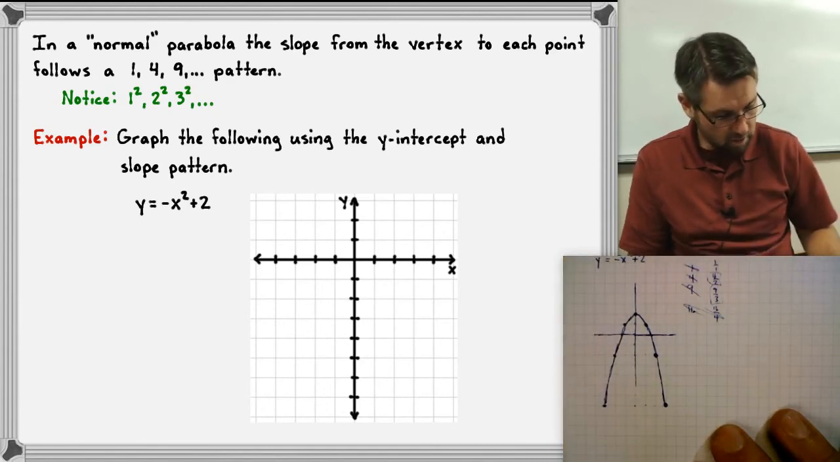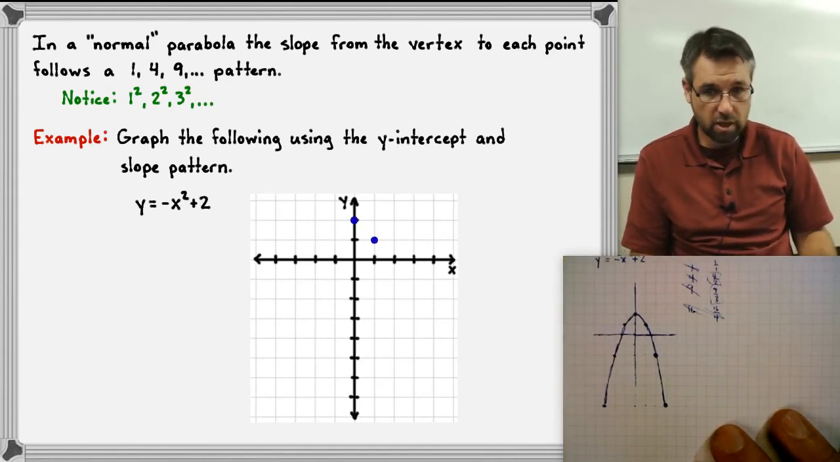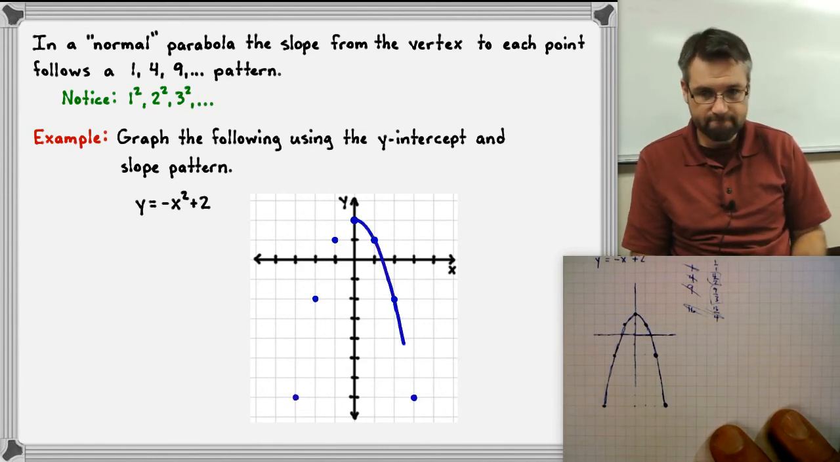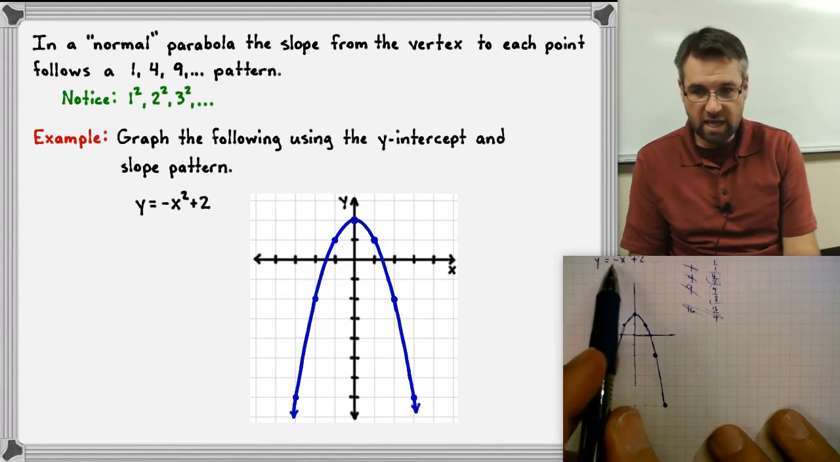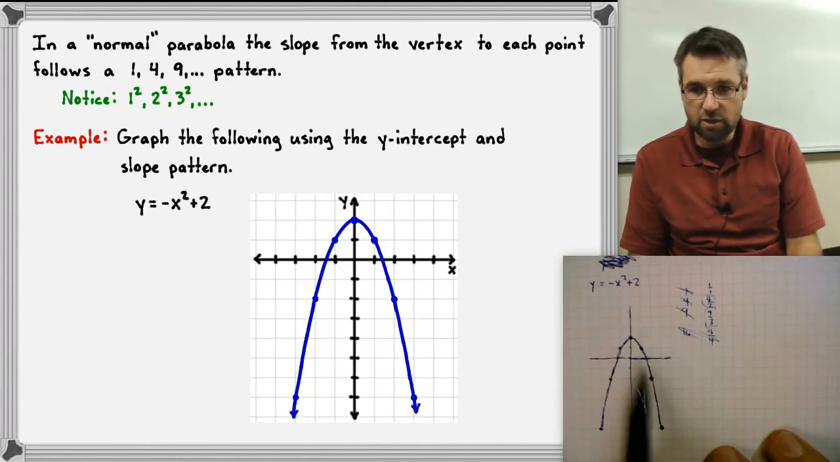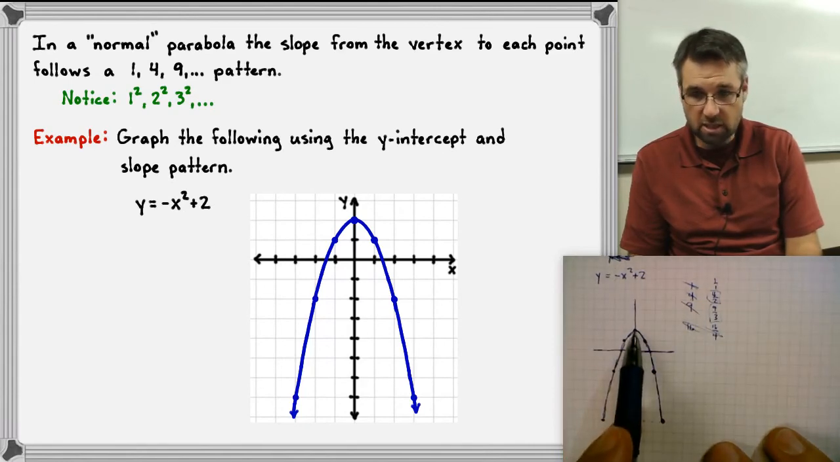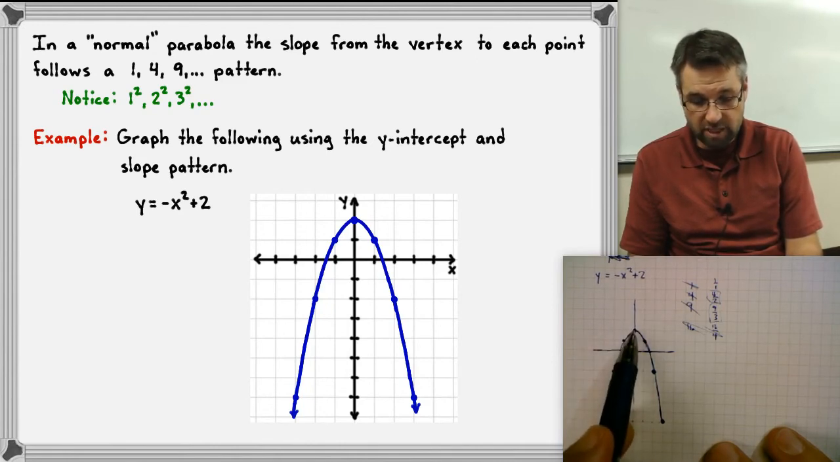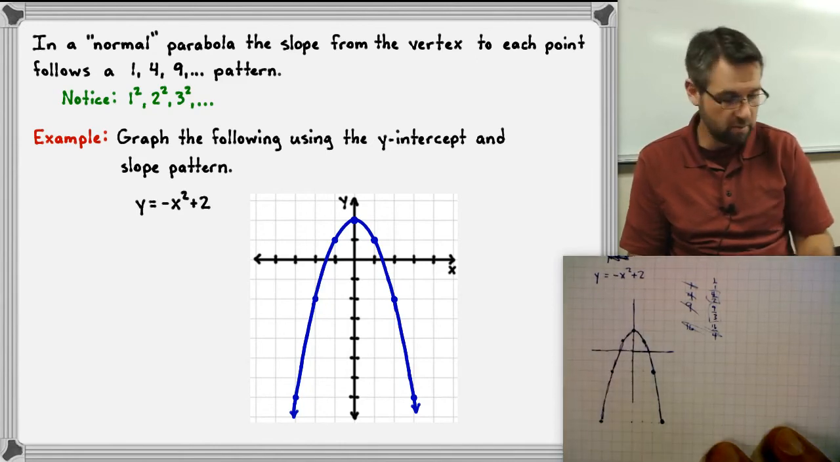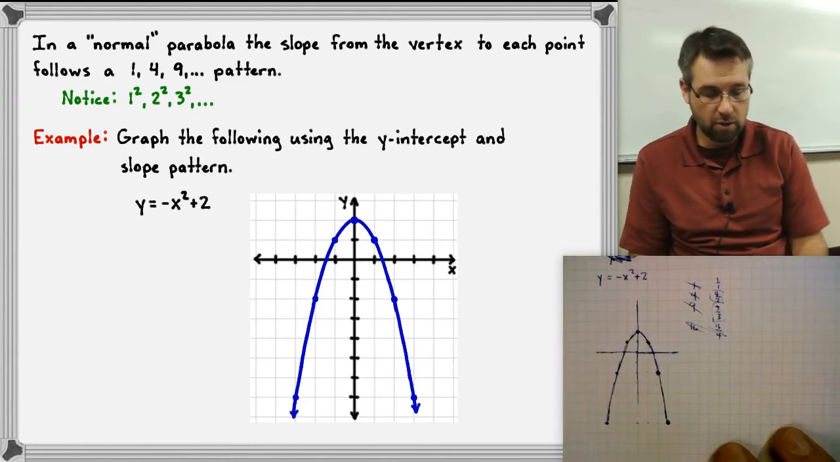All right, so I'm going to put that on here, plotting that point, and then plotting the other points based on the slope pattern that we just described and discovered. Now again, this is a negative a value, so it opens down. If this was a positive a value, I would start at positive 2, but instead of going down 1, right 1, I would go up 1, right 1. And then I would go from the vertex up 4, right 2 instead of down. That's the only difference between opening down and opening up.